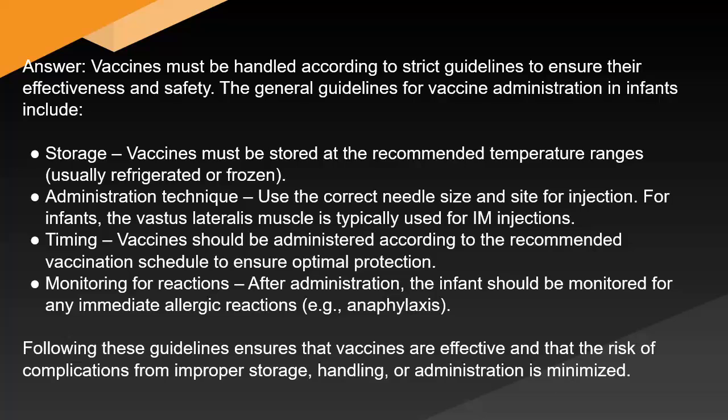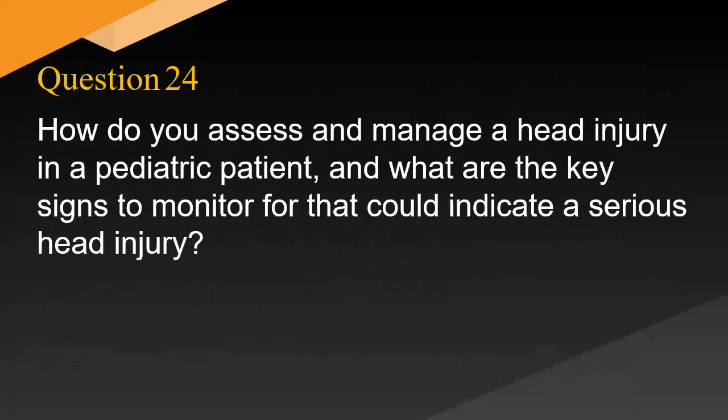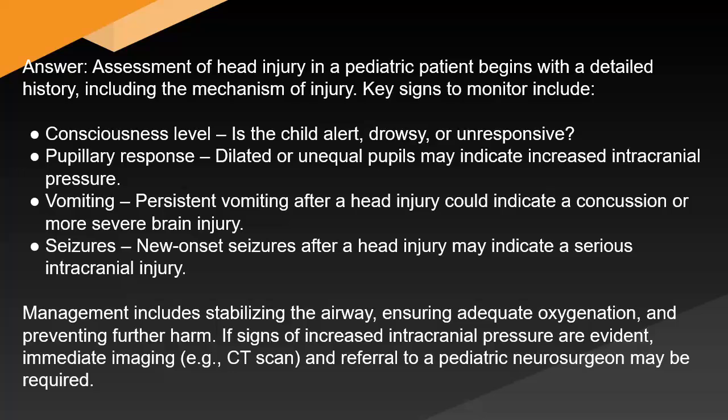How do you assess and manage a head injury in a pediatric patient, and what are the key signs to monitor for that could indicate a serious head injury? Answer: assessment of head injury in a pediatric patient begins with a detailed history including the mechanism of injury. Key signs to monitor include consciousness level. Is the child alert, drowsy, or unresponsive?